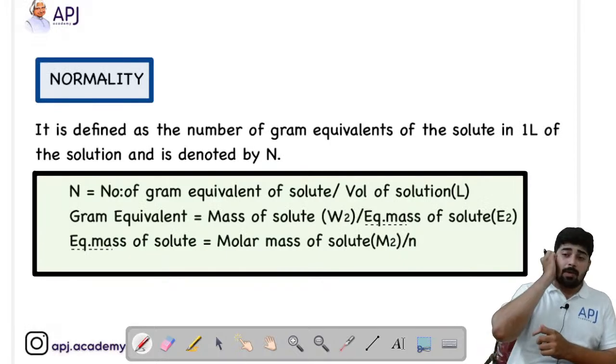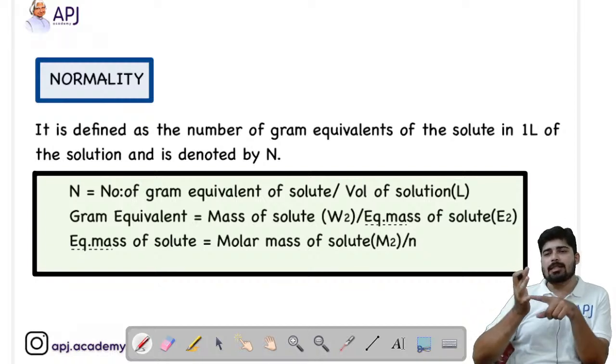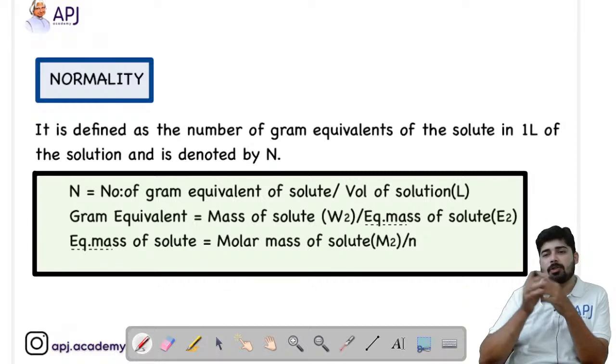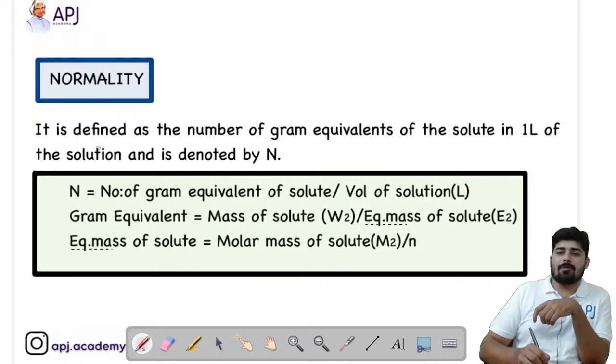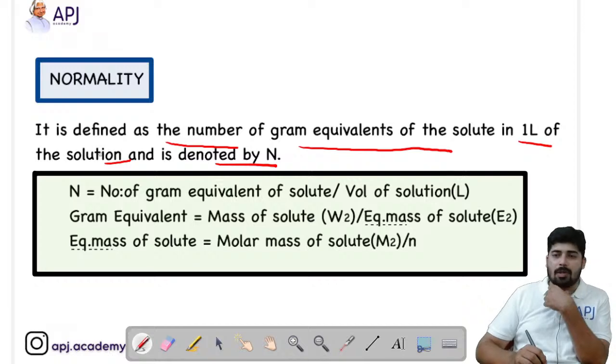Okay, the second one is normality. No, the third one is normality. We already have discussed the molarity. We discussed the molality. Now we are going to discuss the normality. So let's see the definition. It is defined as the number of gram equivalents of the solute in 1 liter of the solution, and it is denoted by N.